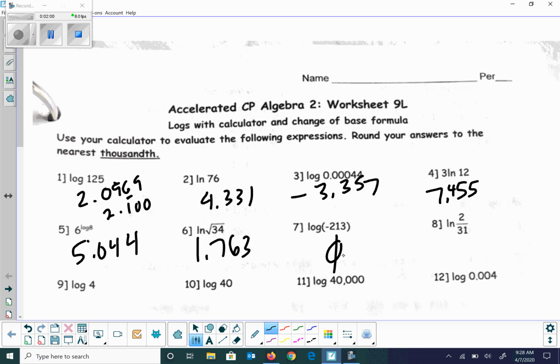Natural log, and it should open up with parentheses, so go 2 divided by 31, and make sure you close your parentheses after that. We come to this.